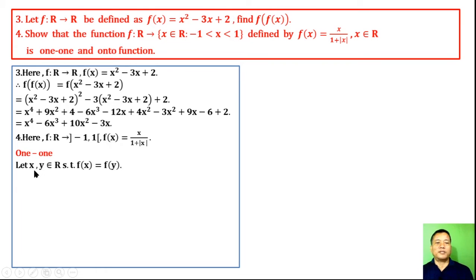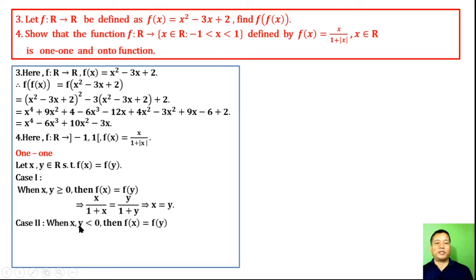Let x, y belong to R such that f of x equal to f of y. x and y are real numbers in the domain, and the image of x, f of x, equals the image of y, f of y. Case 1. When x, y are greater than or equal to 0, meaning 0 and positive numbers, then f of x equal to f of y gives the same expression, since the absolute value is the number itself. Cross multiply and solve, we get x equal to y.